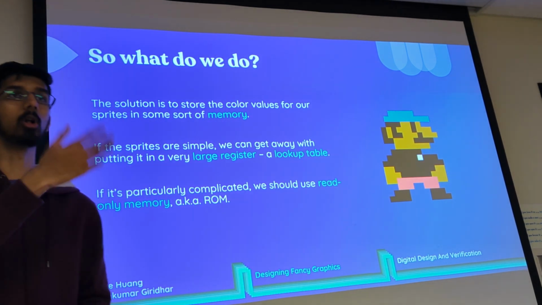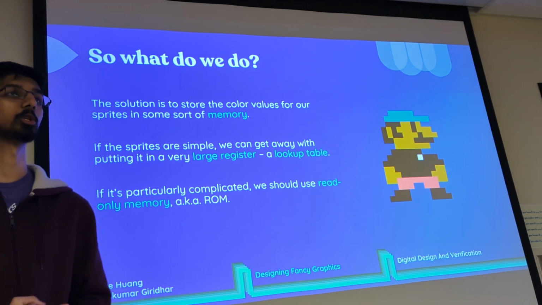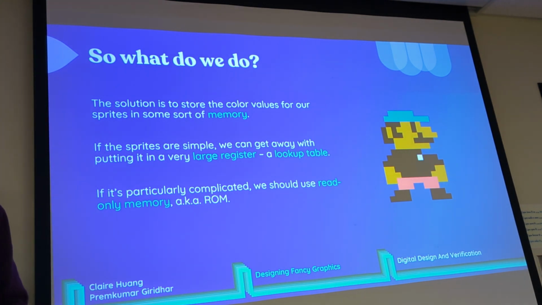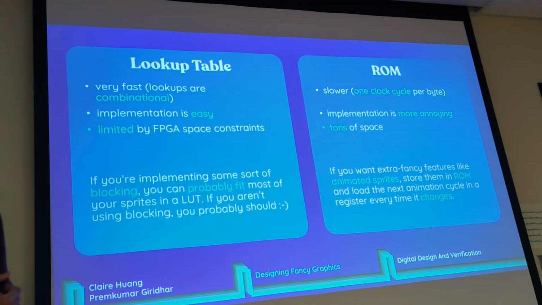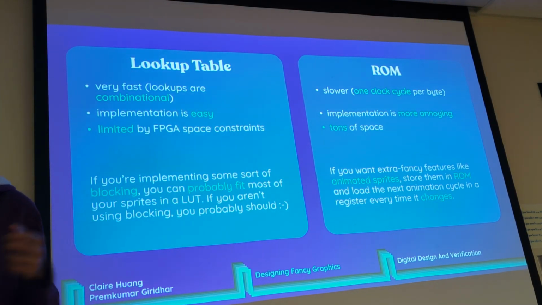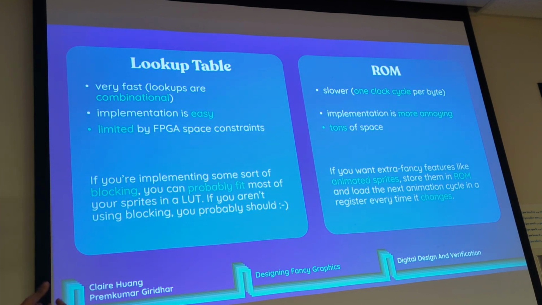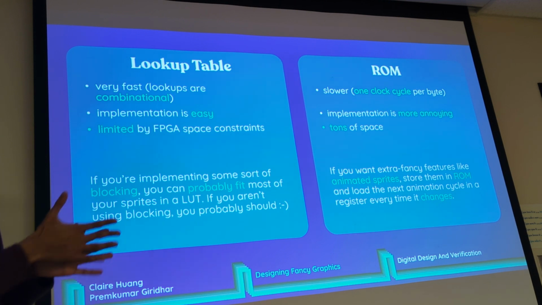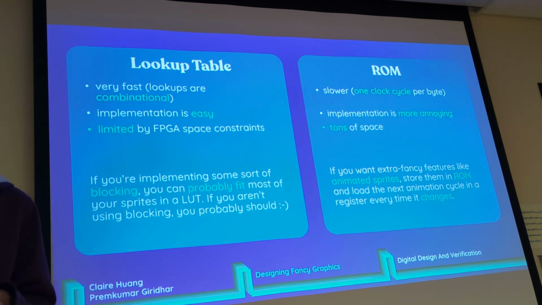So we've established that you're not going to be using a combinational module to generate sprites. What you should do is store them in memory somehow. We recommend either a lookup table, basically a very large register, or some sort of ROM, read-only memory. There are benefits to each one. If you're using a lookup table, your lookups are going to be very fast because lookup tables are just registers that you can immediately read from in your module. Implementation is very easy, however, you will be limited by FPGA space constraints. You will only have so many lookup tables that you can generate in your FPGA.